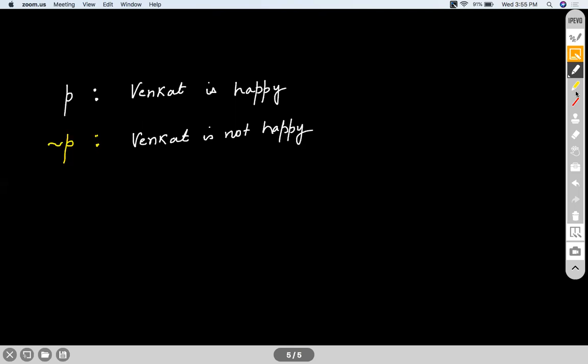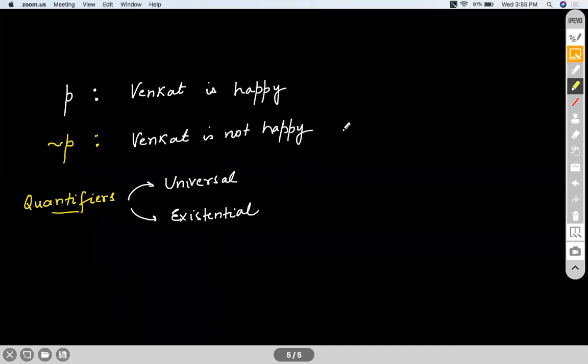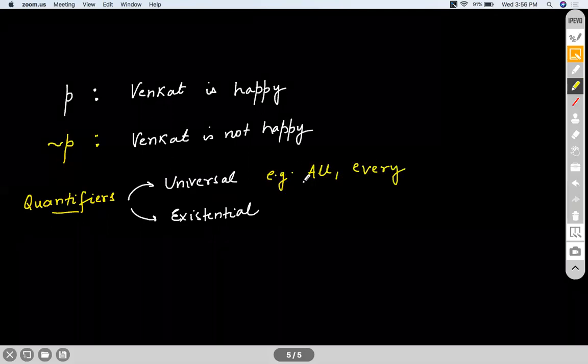Now, what type of questions can come on negation? There is something called quantifiers. I don't know whether you have done this in school. There are two types of quantifiers which we normally talk about. One is called a universal quantifier, and the other is called an existential quantifier. What is a universal quantifier? Have you done this? No, sir. No? Okay. Sentences which contain all or every are said to contain a universal quantifier.